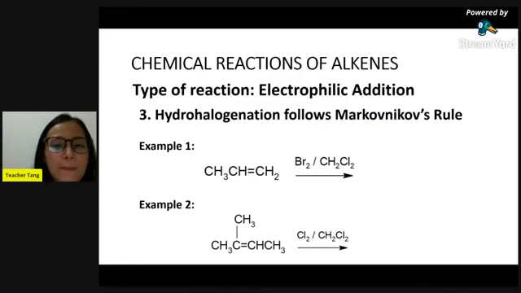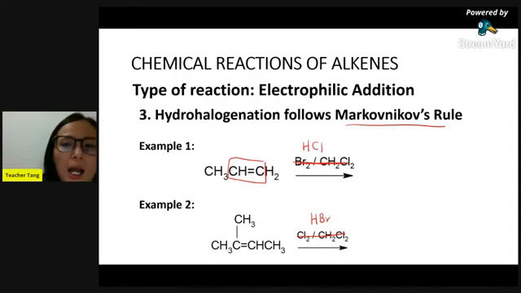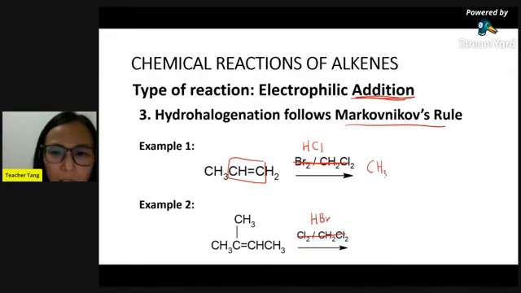So for example, okay, can you change this to HCl and this to HBr? Can you see that this one follows Markovnikov rules. And then here is our alkene. Alkene undergoes addition type of reaction. So if addition, the double bond becomes a single bond.